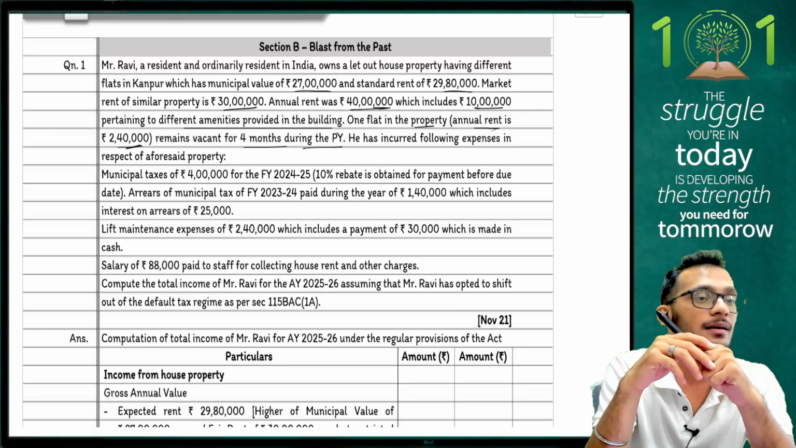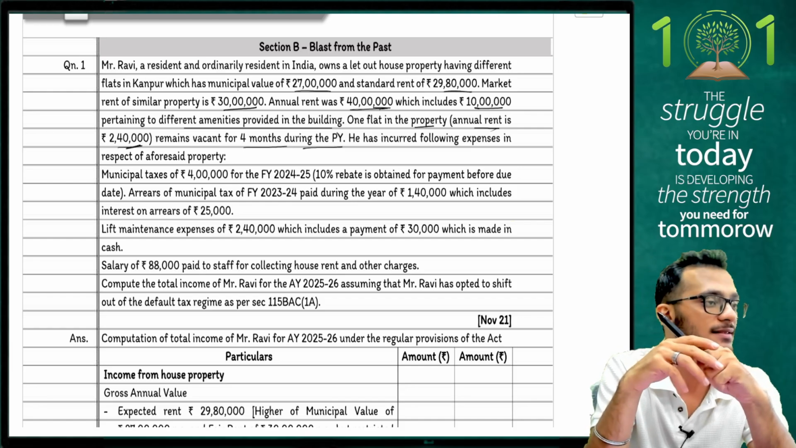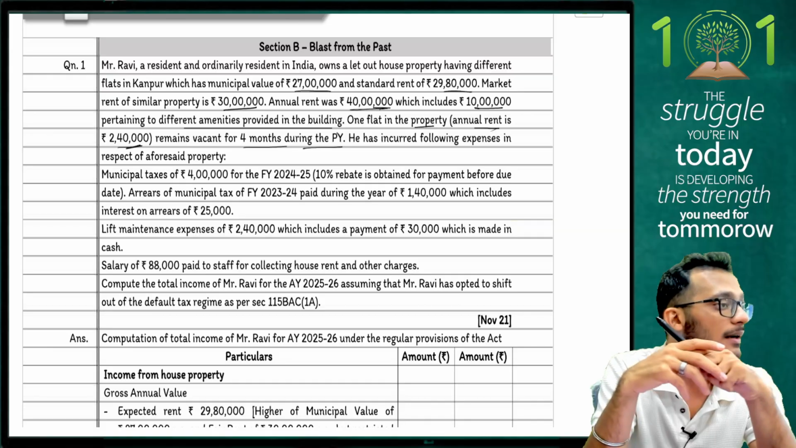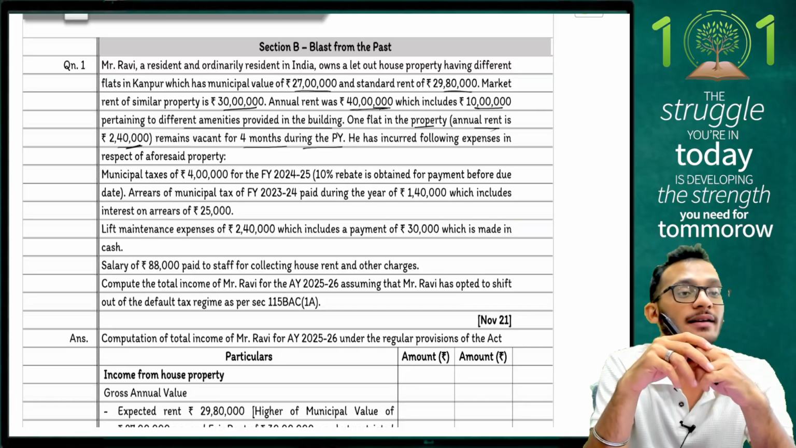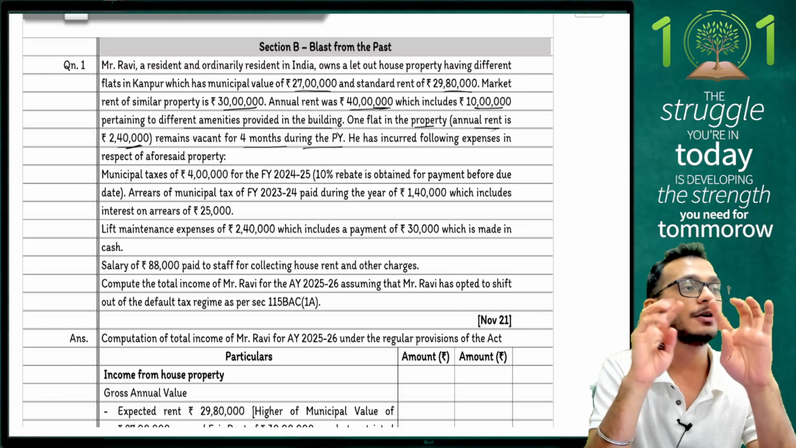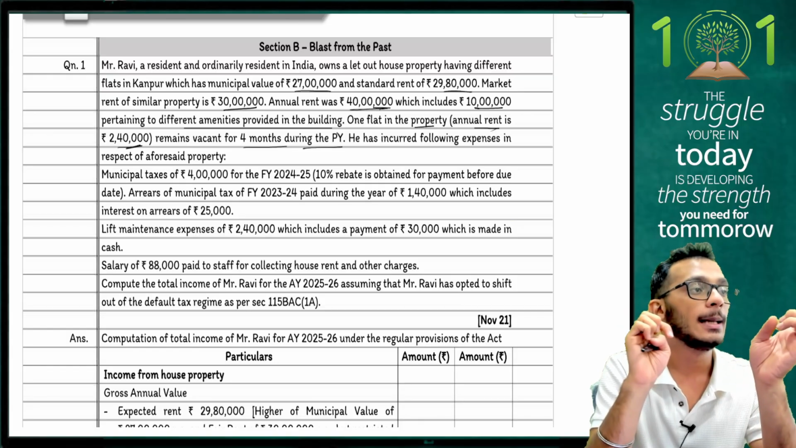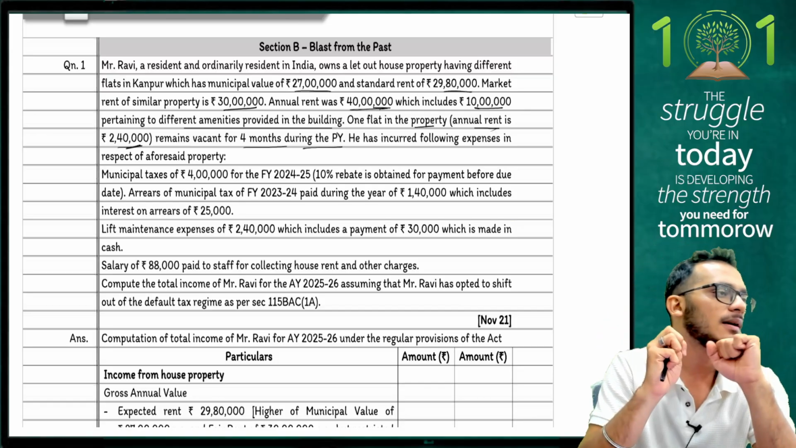Can I claim? Yes, you can claim. Municipal tax is allowed on payment basis. So therefore 1 lakh 40 is allowed as deduction, but there is a problem. It has interest on it, which I will not allow, which means 1 lakh 40 is not fully allowable. It is 1 lakh 40 minus 25 which is allowable, correct?